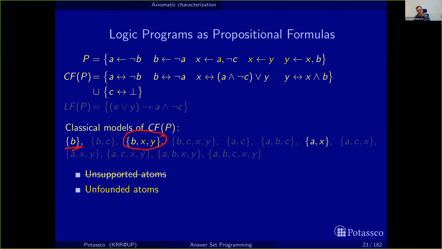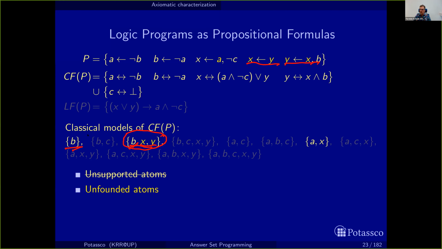We have this model and we have this model. If we look a little bit, in this model B is true. Once B is true, you see that there is a loop, a positive recursion between X and Y. And this formula is too weak to say that X is equivalent to Y, and there are 2 models, one where both are false and one where both are true. And that's what we get here, right? Here both are true, and here both are false.